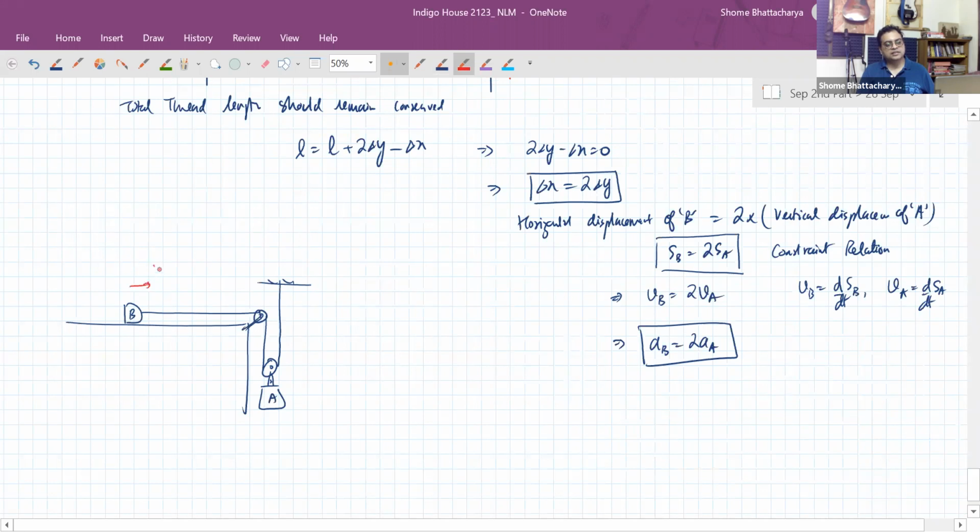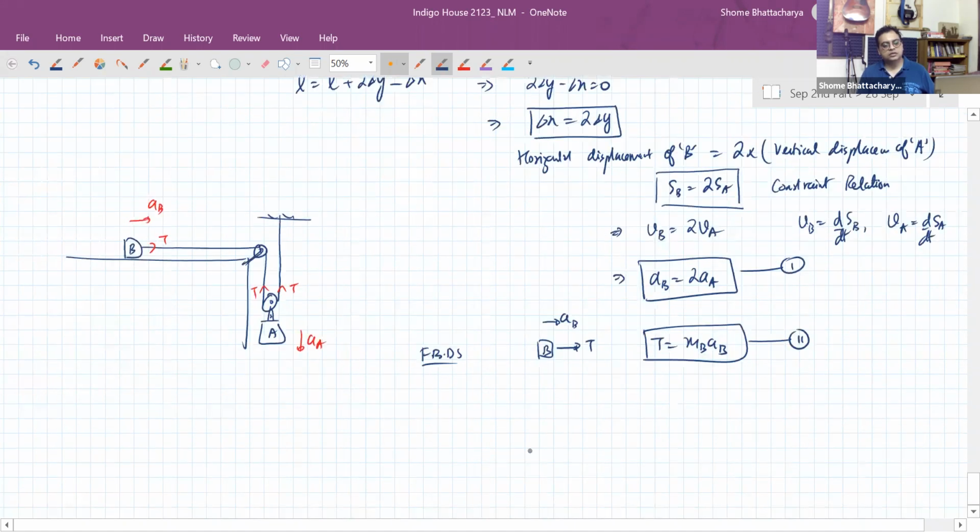This is moving with an acceleration like this. Now on this, there is a horizontal tension T. On this, there are two vertical tensions T. So when you look at the free body diagrams, you see that on B, there's tension T and horizontal acceleration aB. So T is equal to mass of B into aB. That's our second equation. This is our first equation.